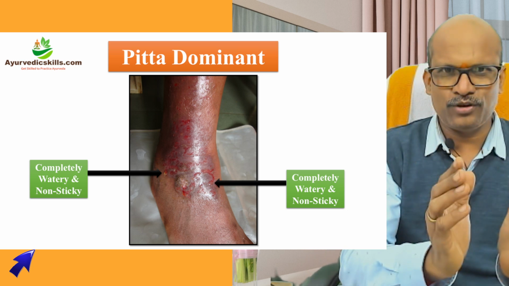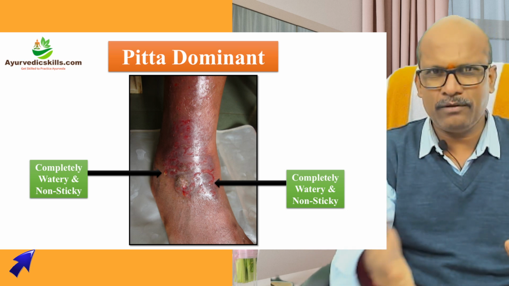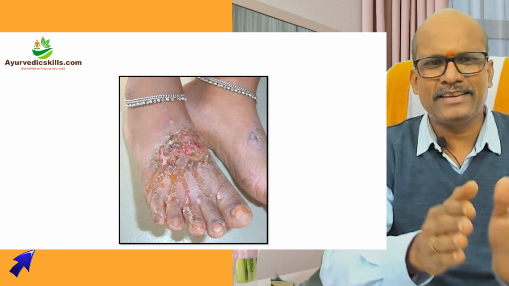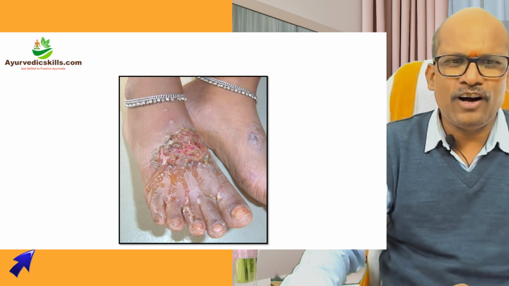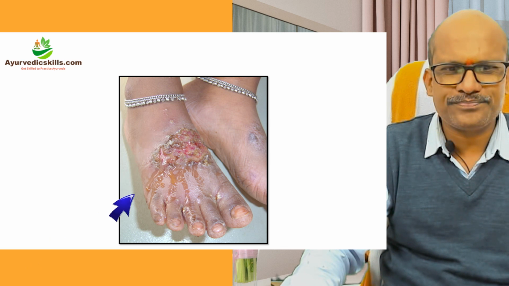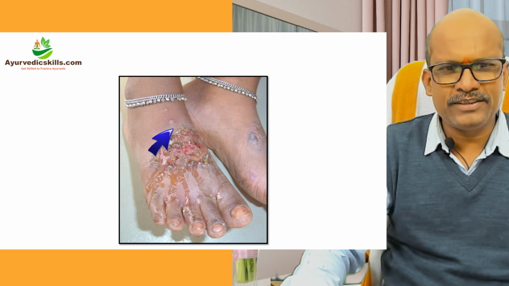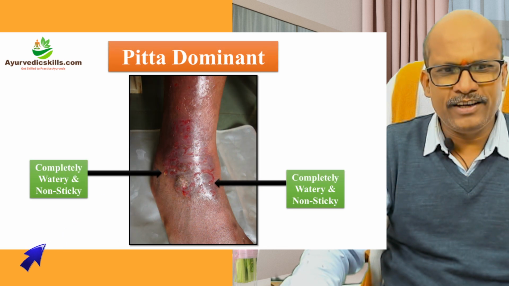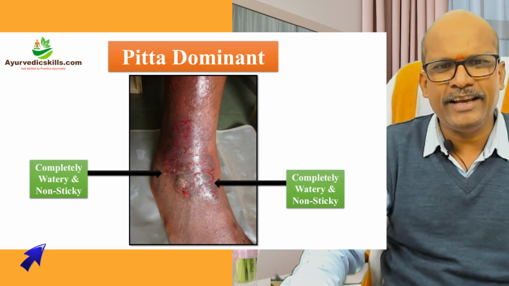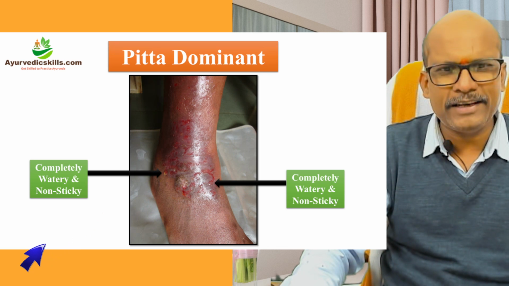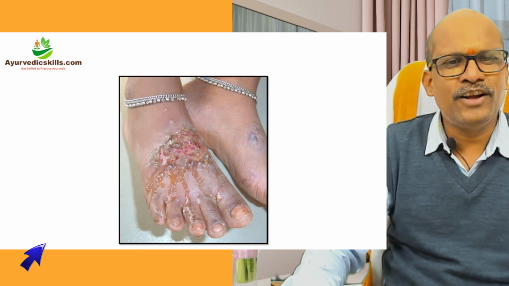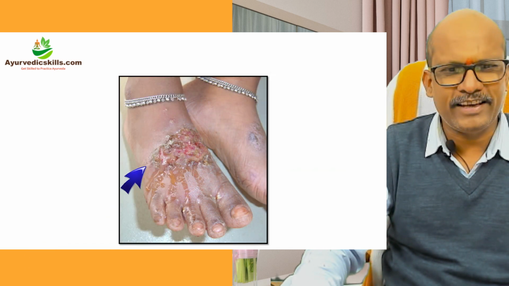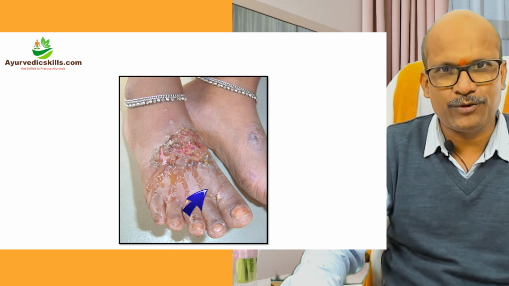I think now you understood how to do assessment of Srava. Now try to do a little assessment in this one. How is the Srava? How are the secretions? Here it is non-sticky, non-staining, not at all staining, completely watery. Lasika is non-sticky. Now, in this one, it is sticking. You can see it has dried also.